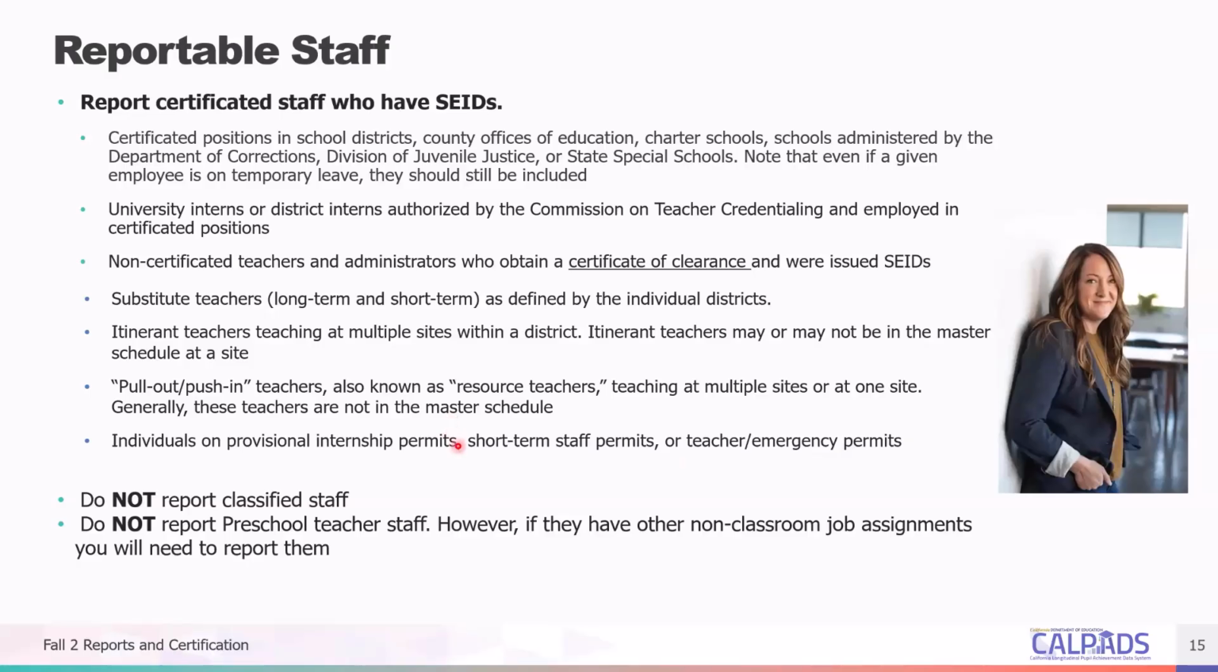These are generally teachers not in the master schedule, again. And then, of course, you may also report individuals on provisional internship permits, short-term staff permits, or teacher emergency permits. So, bottom line here is that you can only report a staff with a staff demographic and staff assignment if that teacher is certificated and has a credential to be reported in CalPADS, if they have a credential as an admin, pupil service staff, or teaching staff.